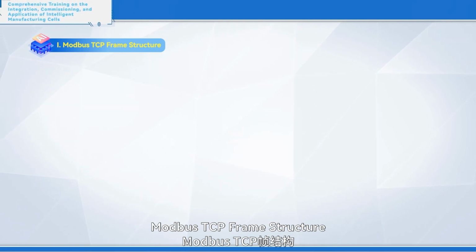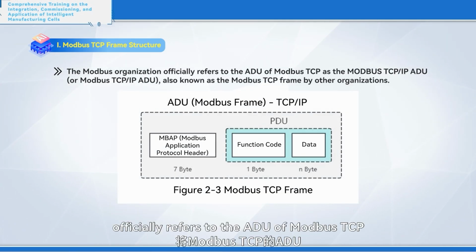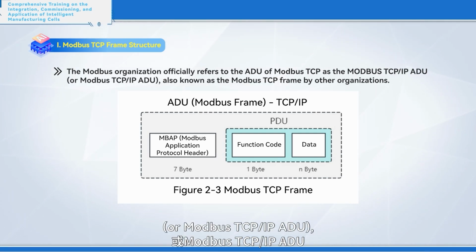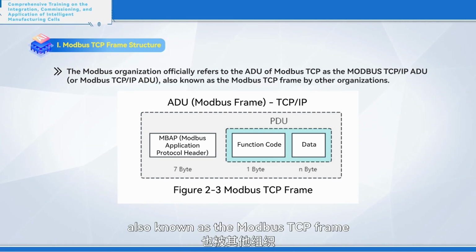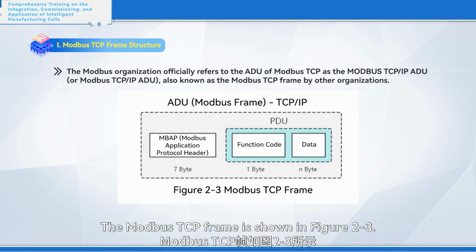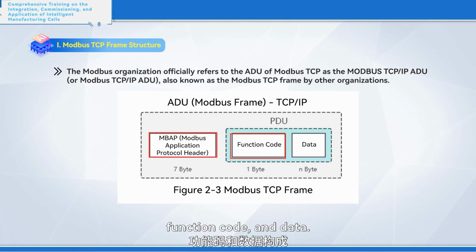Modbus TCP frame structure. The Modbus organization officially refers to the ADU of Modbus TCP as the Modbus TCP/IP ADU, also known as the Modbus TCP frame by other organizations. The Modbus TCP frame is shown in Figure 2.3. It includes the Modbus application protocol header, function code, and data.